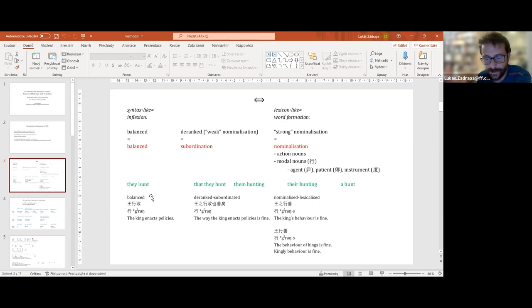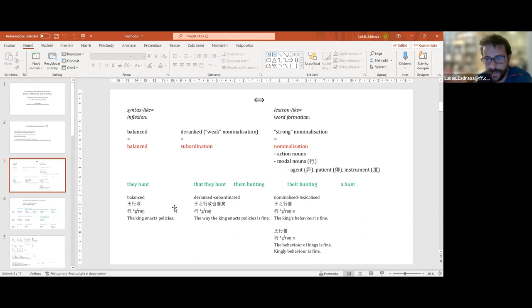There are some examples from English of this blend: they hunt or they are hunting. The subordination is that they hunt or that they are hunting. This is only weak nominalization. Then we have them hunting, which is a bit more nominalized. Then we have their hunting, which is already coming close to a real action noun, this kind of hunting. And the last stage of nominalization is a real action noun, a hunt as a noun.